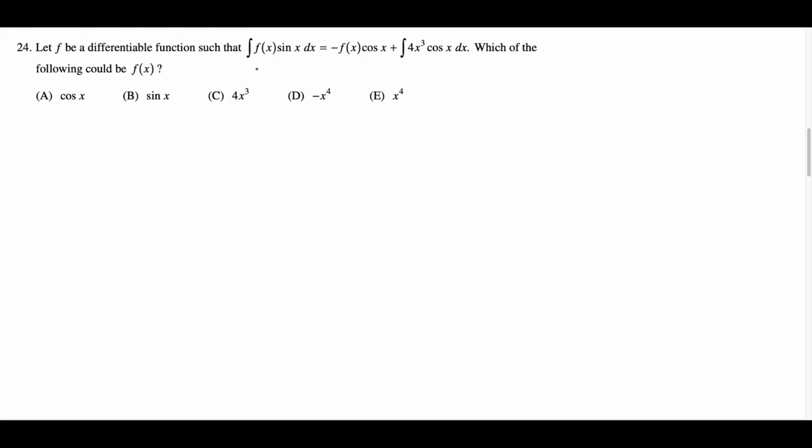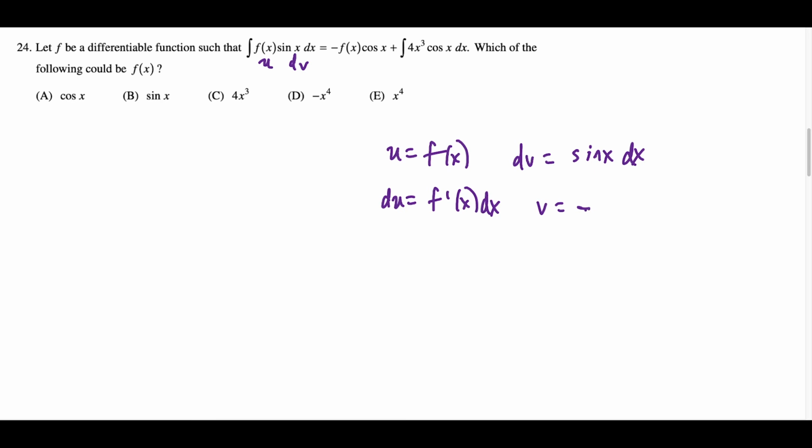So for question 24, we want to find out which of the following functions could be f of x. And this is an integration by parts question. And notice here, f of x, if we were to run this through integration by parts, this would represent our u term, and sine of x dx would represent our dv term. So we would have u is equal to f of x. We would have dv is equal to sine x dx. So if we were to take du here, this would be f prime of x dx, and then v, the antiderivative here, would be negative cosine x.